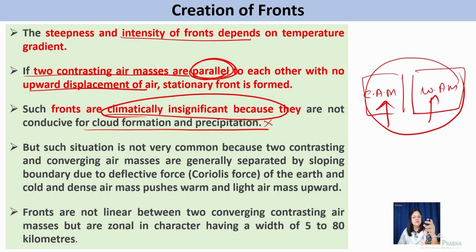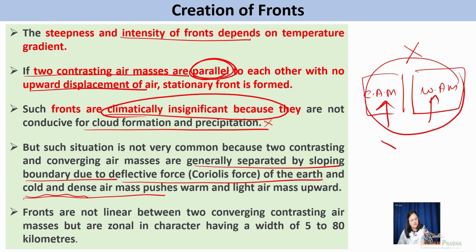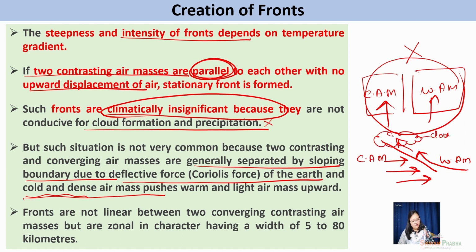Why? Because two contrasting air masses tend to converge together, and generally they are separated by a sloping boundary due to deflective force of Earth, where the cold and dense air mass pushes the warm and light air mass upwards. So these type of conditions exist very rarely. In general, because of the deflective nature of the winds, the cold air mass becomes aggressive and tries to invade the area of warm air mass, and in the process the warm air mass, because it is lighter, tends to rise above, leading to the creation of clouds and formation of a shallow boundary zone between them, which is called a front. So these frontal zones are zones of unique climatic conditions and weather phenomena.